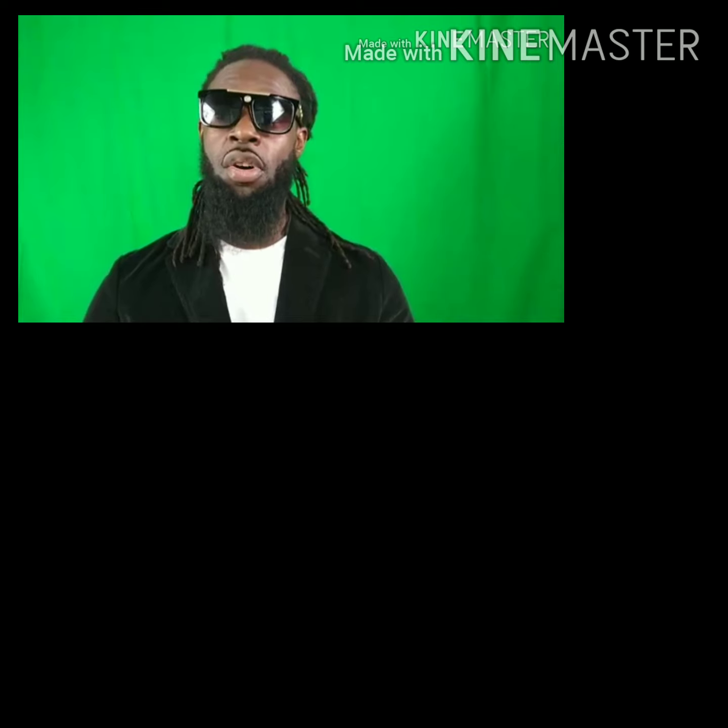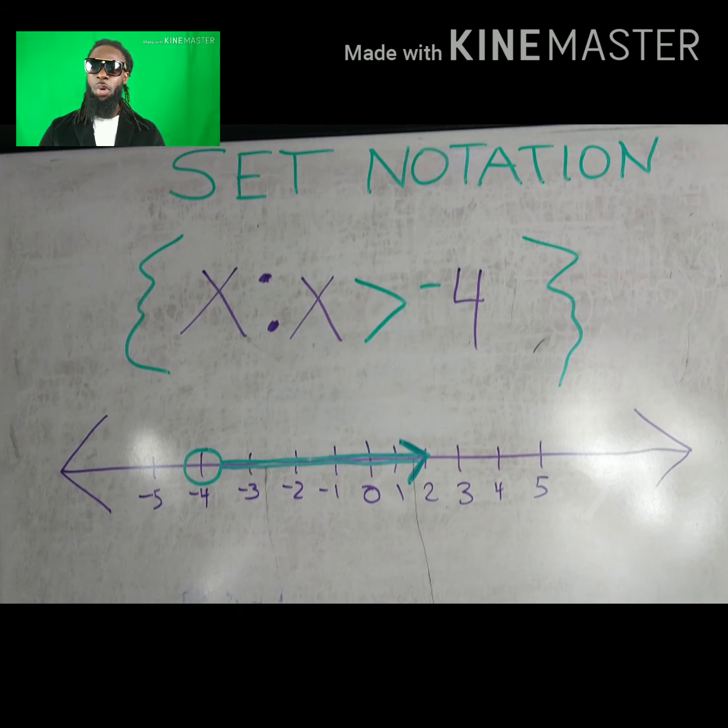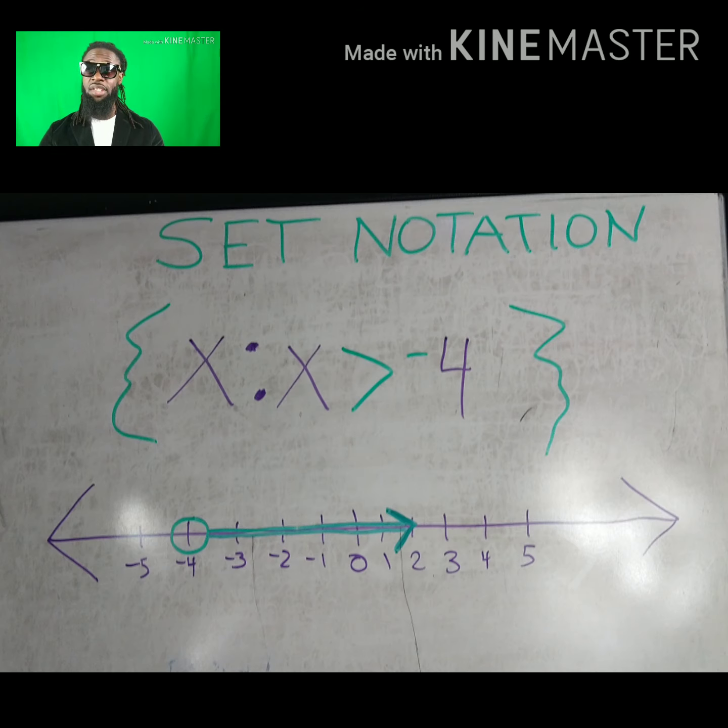Once we get that answer, we get to graph it. On the number line, we start with an open circle at negative 4, because it's not greater than or equal to. It's just x is greater than. If it were greater than or equal to, then we would darken it in. But right now, it's just x is greater than negative 4.